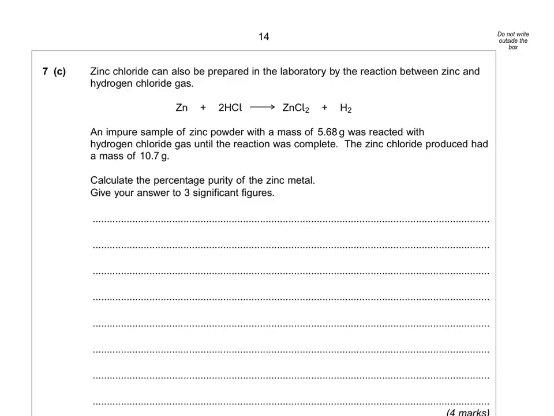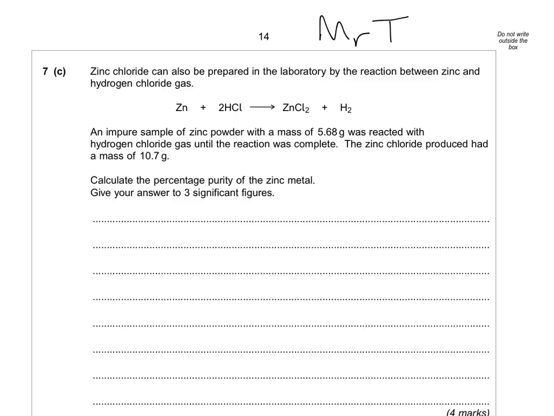So next question, another moles question. Zinc chloride can be prepared in the lab by reaction of zinc and hydrogen chloride gas. There's the equation. An impure sample of zinc powder with that mass was reacted with hydrogen chloride gas until the reaction was complete. The zinc chloride produced had a mass of 10.7. Calculate the percentage purity of the zinc metal. And this is slightly more tricky, but is still a moles and MR question. So first work out moles.